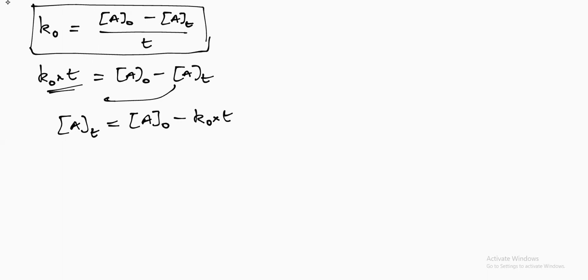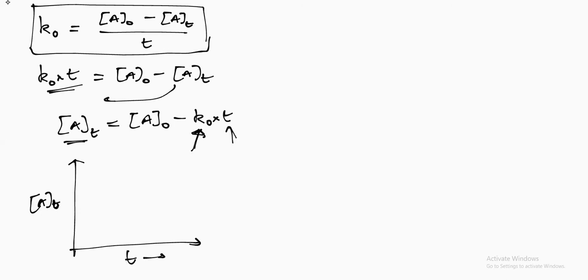Now, how to find the rate constant of a reaction? I need to calculate the rate constant. How to do that? Very simple. You can get this by plotting the concentration of the reactant at different times versus time, which is something similar to y is equal to mx plus c.